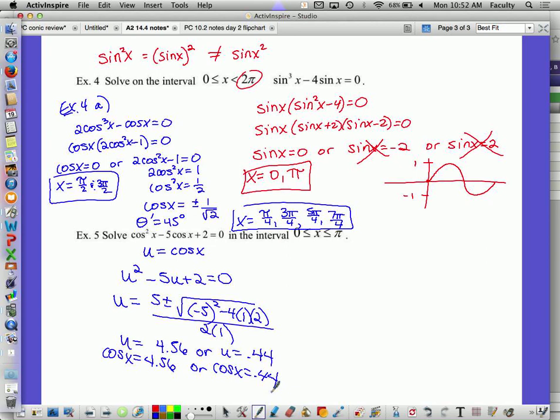And again, remember what I talked about previously. Algebra 2 is about thinking logically, thinking critically. If I look at cosine x equals 4.56, I should not hop to my calculator. What should I be thinking about with cosine x equals 4.56? Why can't it be 4.56? Because 0 to pi, pi is only 3.14.